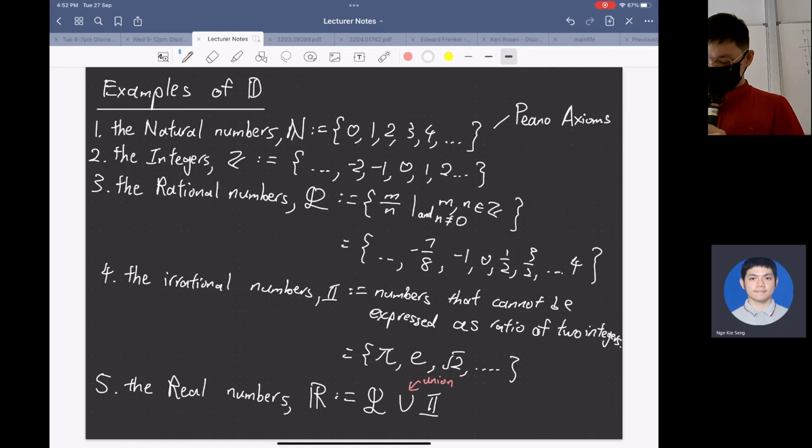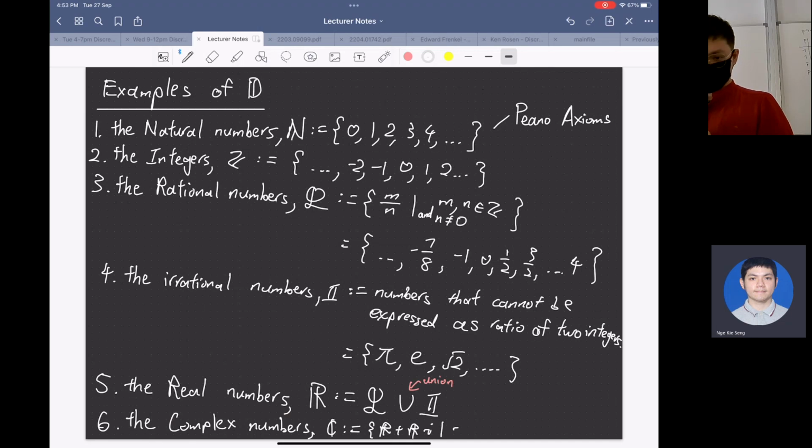And 6, I think you also encounter something called complex number, but maybe we will do less, maybe it appears in the exam, I don't know. But I introduce it here first. So r plus r i, where i squared equals minus 1. Maybe there's something like this, 3 also in there, and so on. Yeah, this is the example of domain.